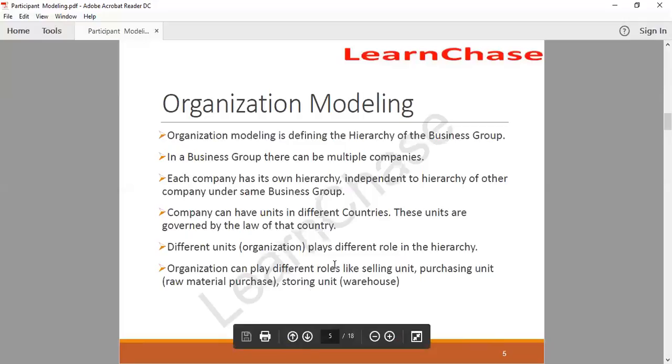Different units play different roles. The supplier, he has a particular role to play. The distributor, he has a different role. And there can also be different types of units, like we have a purchasing unit, a unit which purchases the raw materials. We have a storing unit, which is otherwise called a warehouse. Like this, we have selling units and different types of manufacturing units and so on. Depending upon the type of product that is coming out, you can have different types of units, right from the raw material till the finished good.